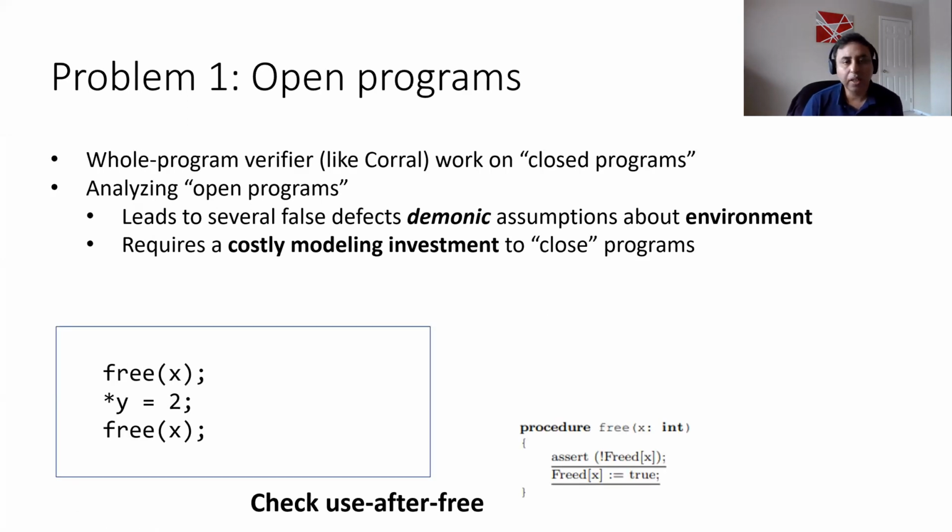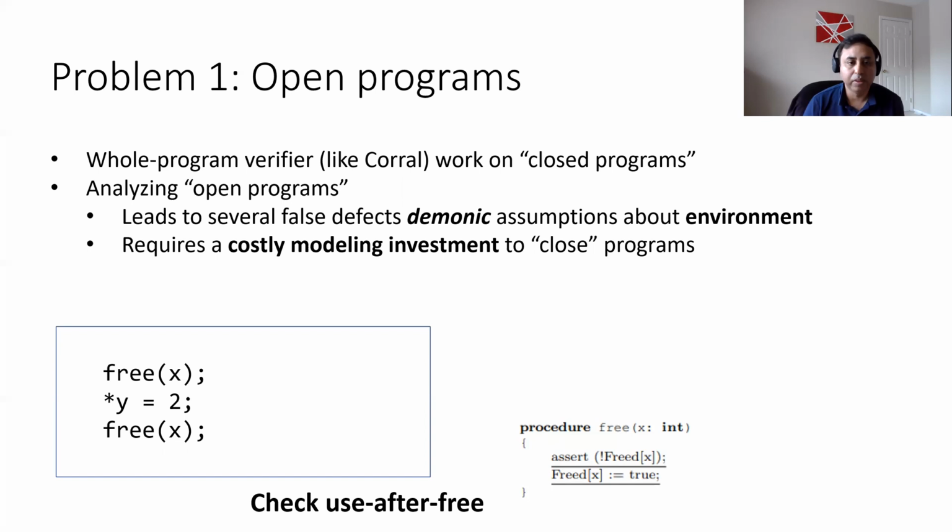So regarding the open program problem, most model checkers like Corral work on closed programs. What that means is they have a main and they do not call into APIs that do not have a body definition. So what happens when we analyze open programs? These model checkers, since they are very precise, make the worst case assumption about the environment. So that's the reason you need modeling.